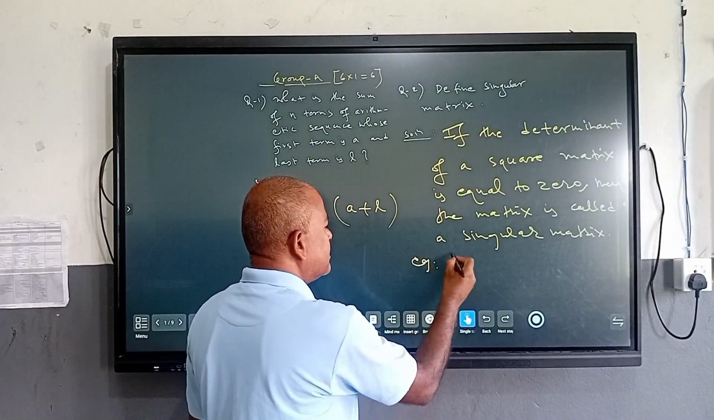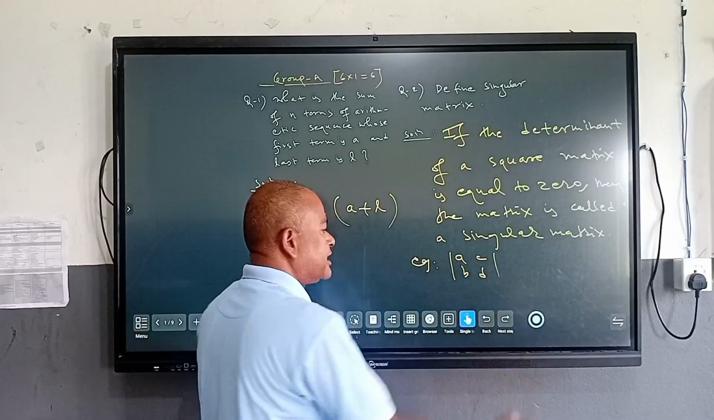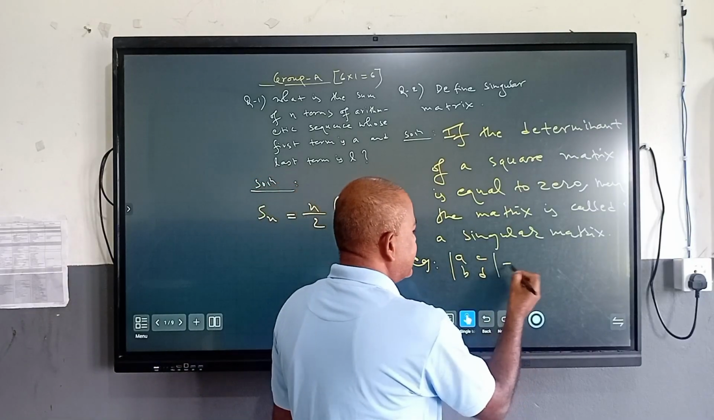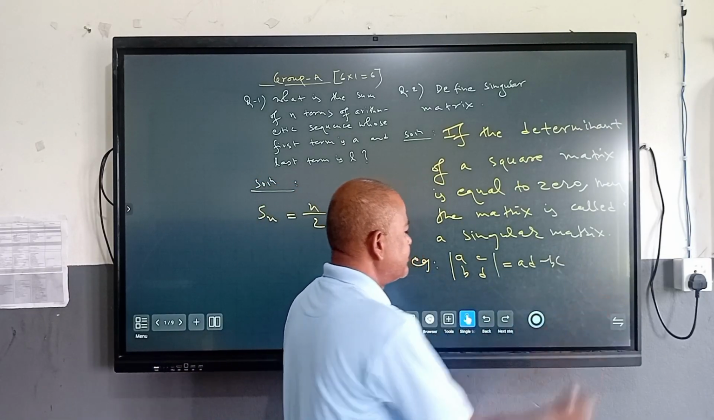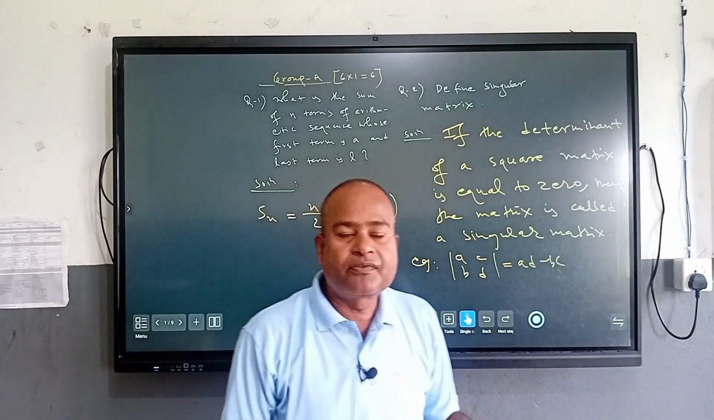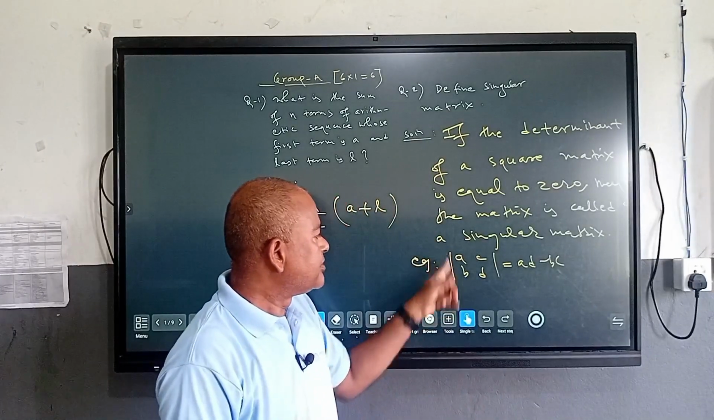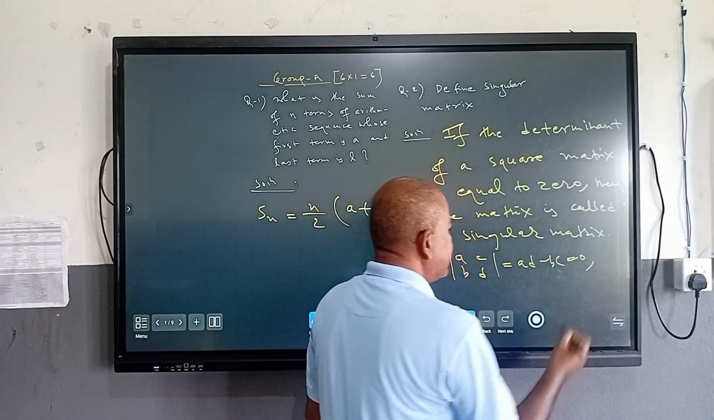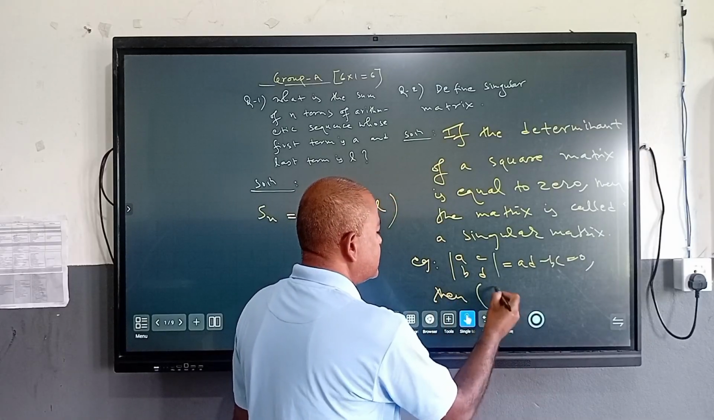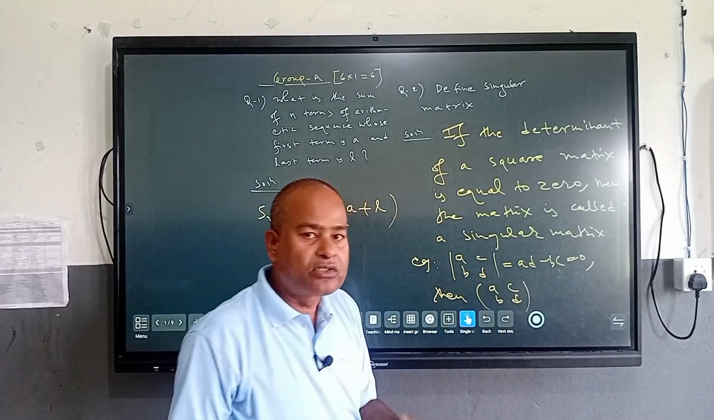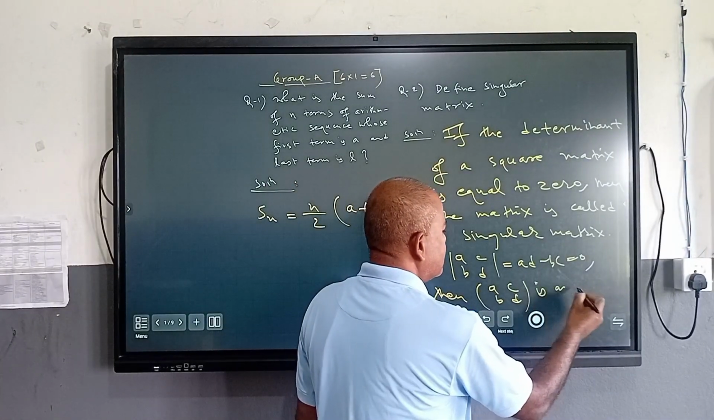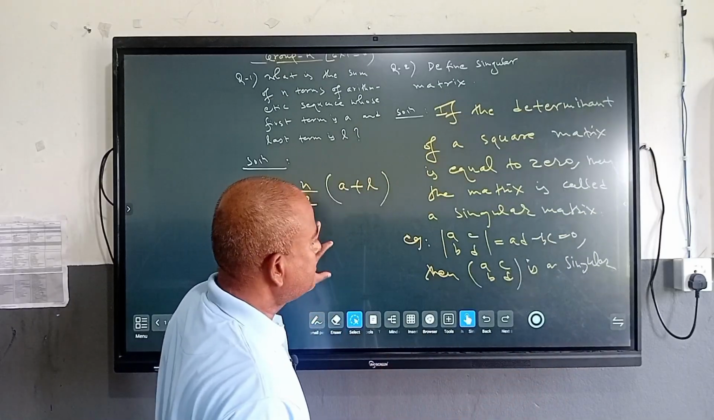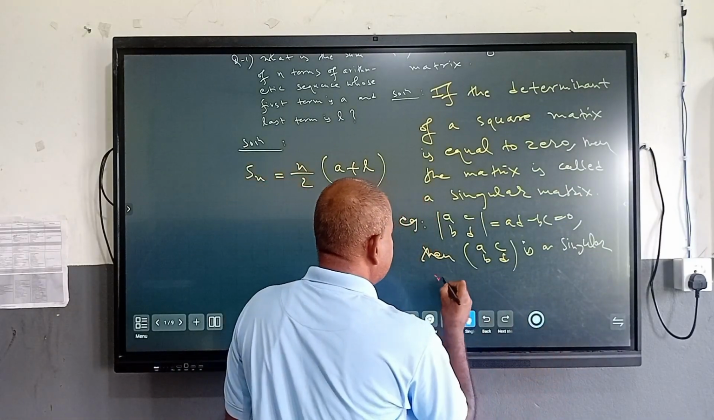Example, let's suppose a square matrix is given, A, B, C, D. If the determinant of A, B, C, D, that is AD minus BC, this is the formula to find the determinant of a square matrix, is equal to 0, then the square matrix A, B, C, D is called a singular matrix.